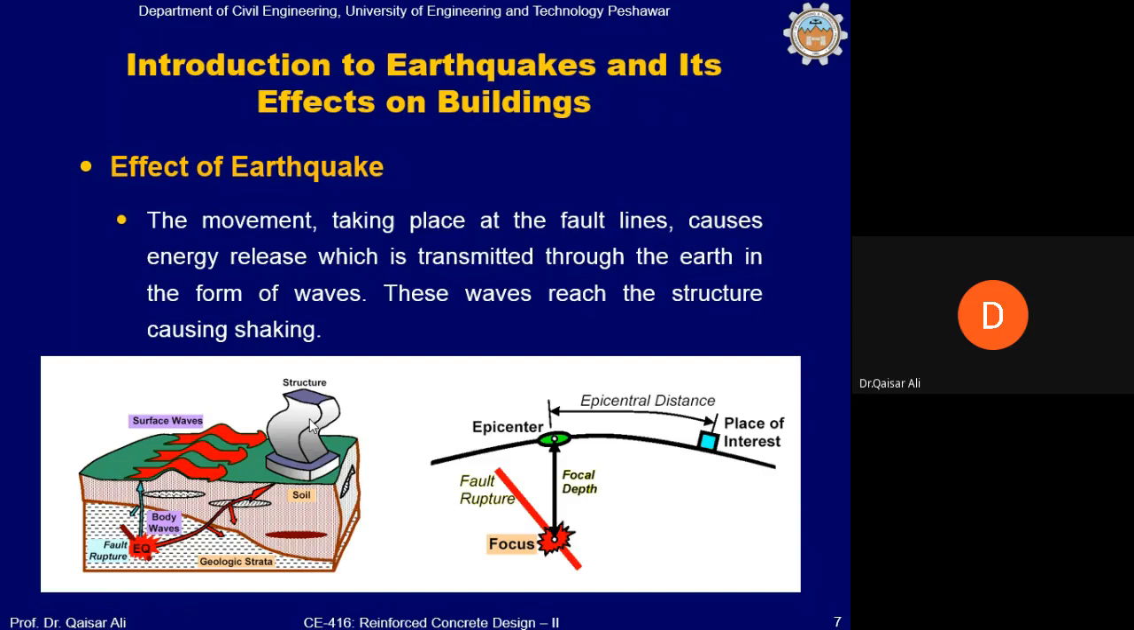The point where this energy release, this breakage or rupture occurs, is called the focus. The focus projection on the surface of the earth is called the epicenter. The depth is called the focal depth, and the distance from the epicenter to the place of interest or building is called the epicentral distance.